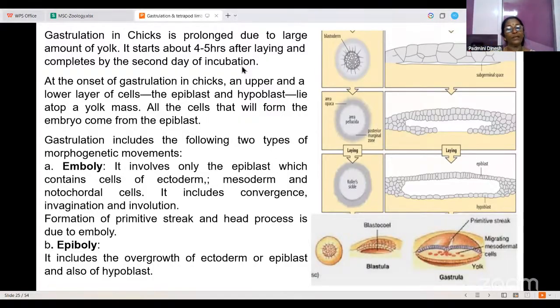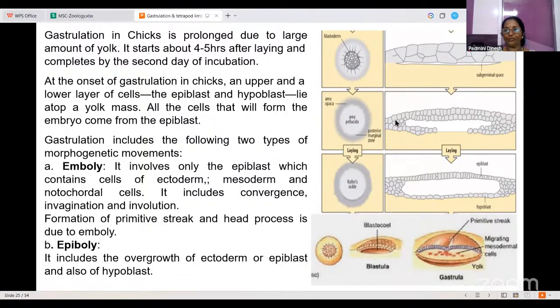So if the hen is not going to incubate, then definitely no more stages are going to be formed, while the temperature is necessary for the development of further stages of the embryo. So at the onset of the gastrulation in chicken, there is an upper layer and a lower layer. So this is the layer, the blastocyst layer, that is going to be formed.